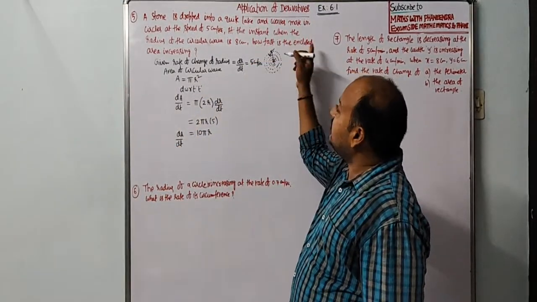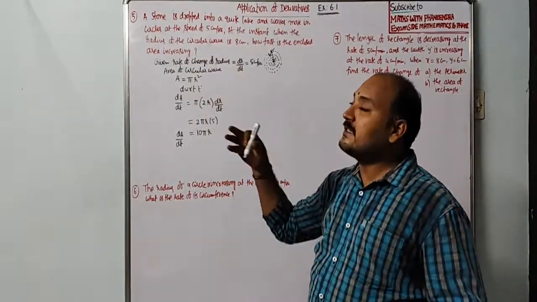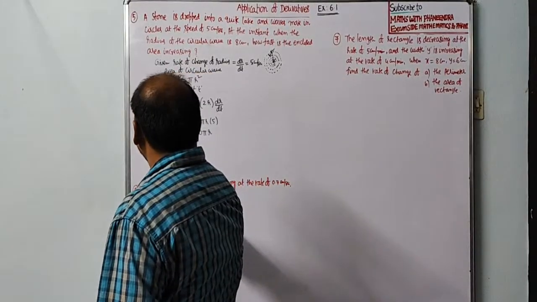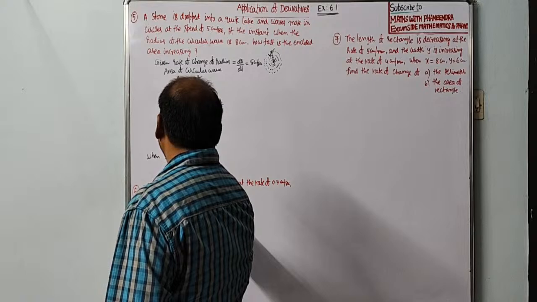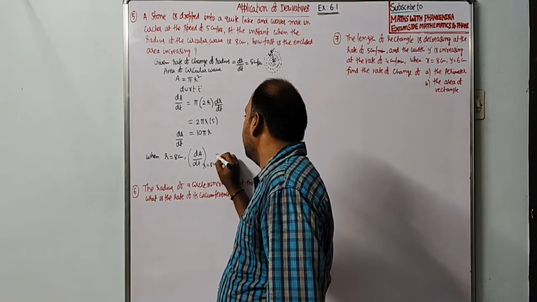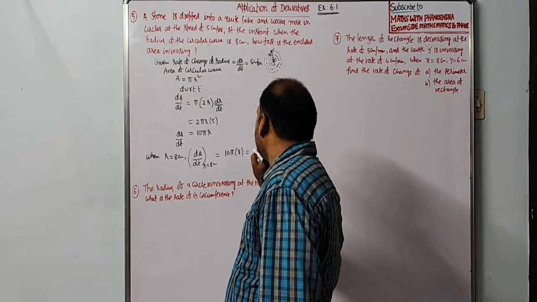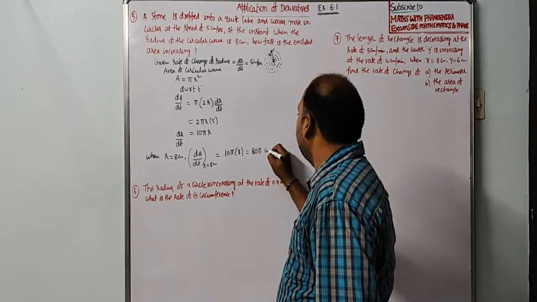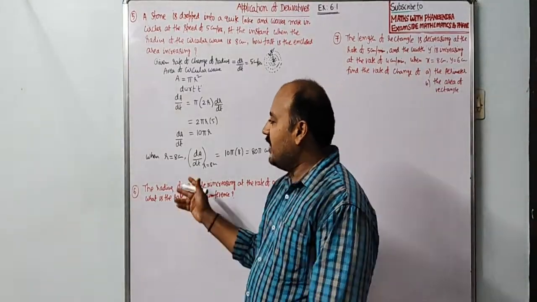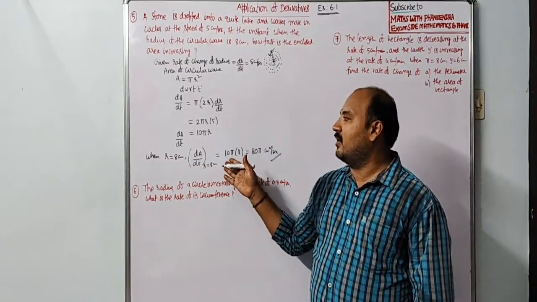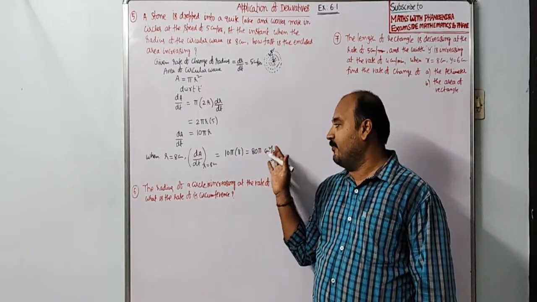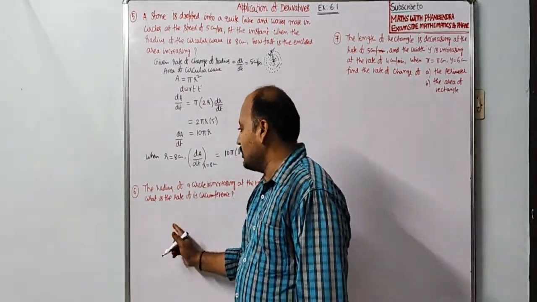The rate at which the enclosed area is increasing at the instant when radius r is equal to 8 centimeters: dA by dt is 10 pi into 8, which is equal to 80 pi centimeters square per second. This is our required answer, dear students. When radius is at 8 centimeter, the rate of increase in the area of the circular wave is 80 pi centimeters square per second. Now come to question number 6.